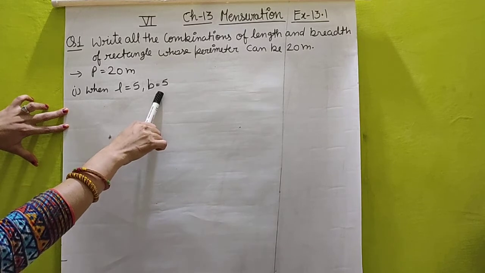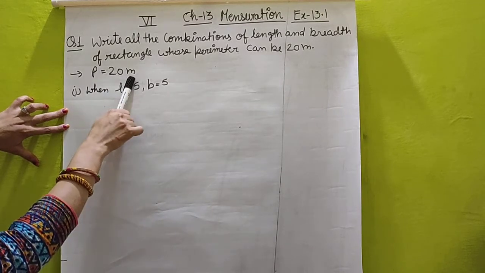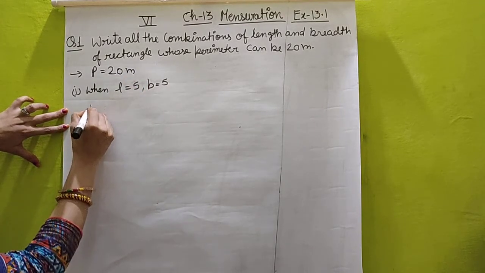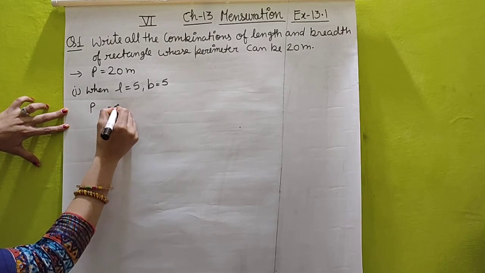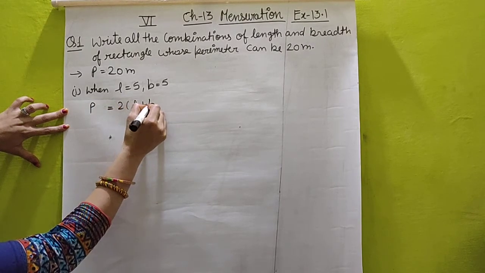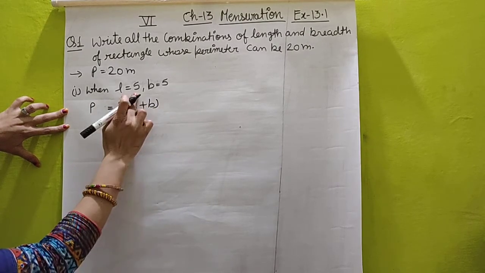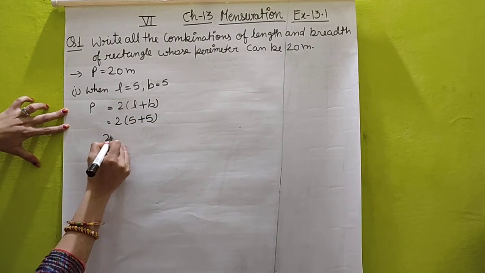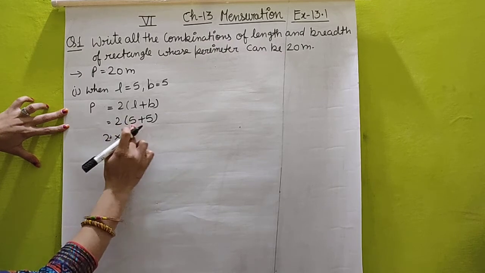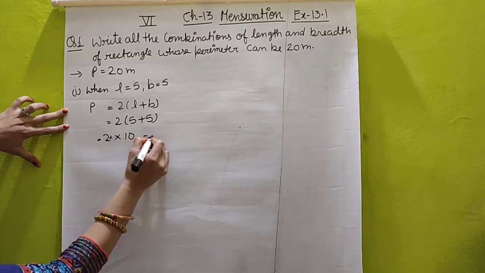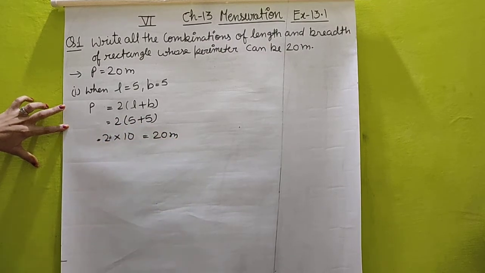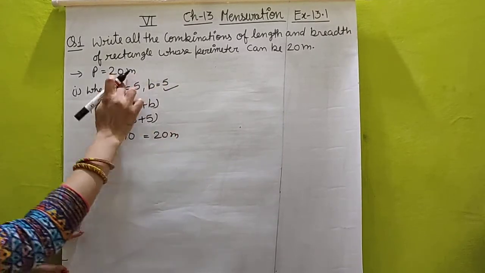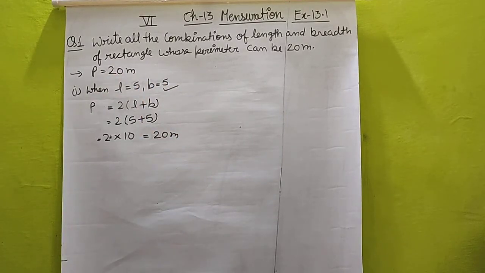Length is 5, breadth is 5. Now the perimeter is 20 meter. So I can write perimeter is equal to 2 times length plus breadth. Taking length 5 and breadth 5 meter: 2 multiplied by 10, because 5 plus 5 is 10, and it will be 20 meter. So this combination is perfect for this 20 meter perimeter.